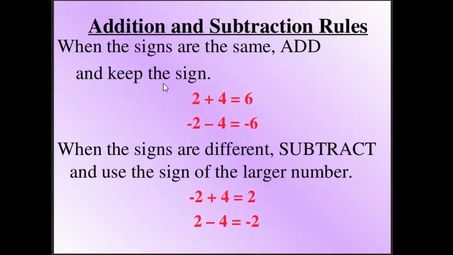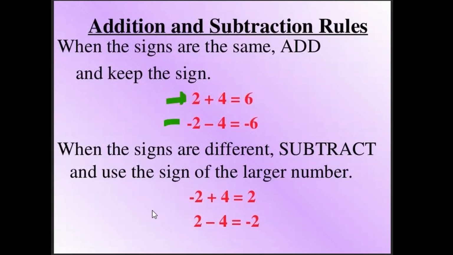When we add integers of the same sign, as in this example, we just add them together and retain the sign. So here we have both positives, we add them, they become a positive 6. Here we have both negatives, and so we add 2 and 4, we get a negative 6.